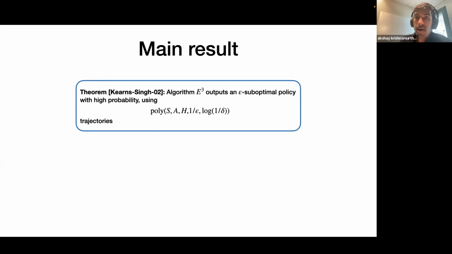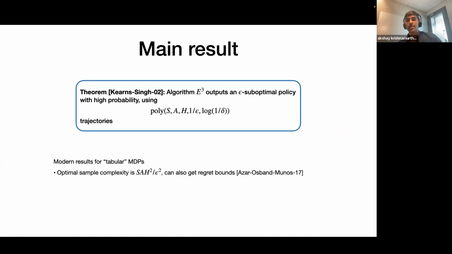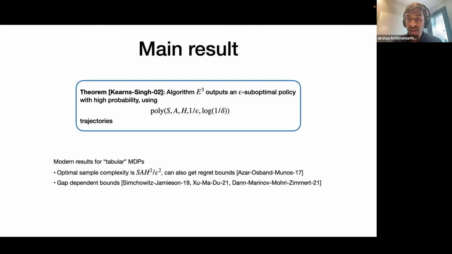And just in terms of modern work, focusing on tabular MDPs, there's been more recent work on what is the optimal sample complexity. And this scales much better than, what I'm not showing you, the bound of Kearns and Singh. There's also questions about instance-dependent results, or like, maybe what does it mean for an MDP to be easier than the worst case? And how do we quantify that and get algorithms that can adapt to easier instances?